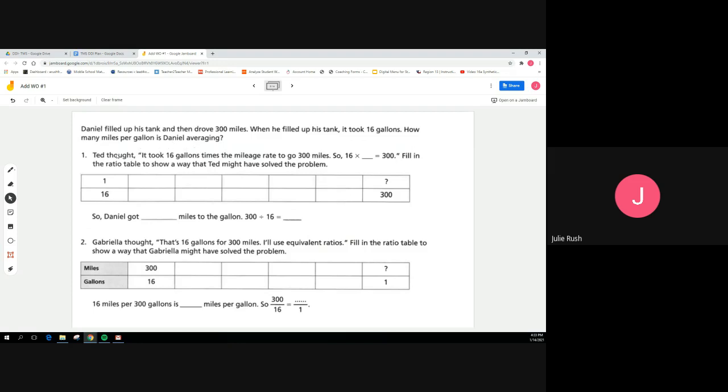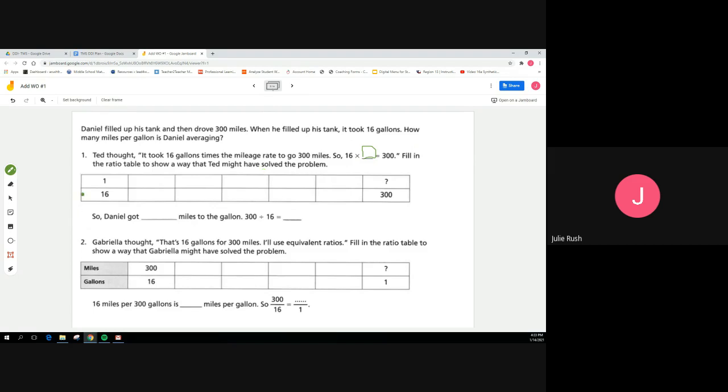Okay, so Ted thought it took 16 gallons times the mileage rate to go 300 miles. So 16 times some number equals 300. Fill in the ratio table and show a way that Ted might have solved the problem.